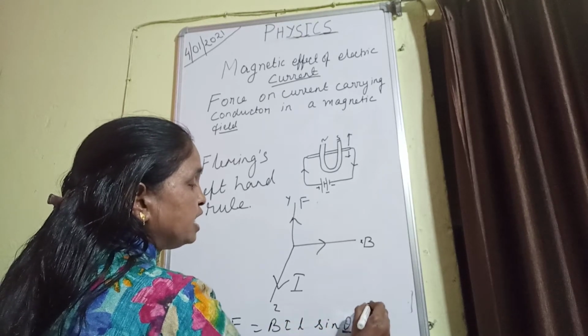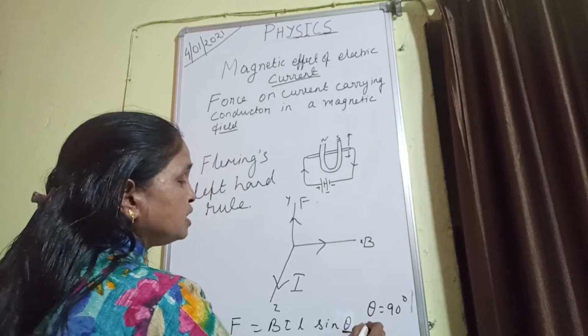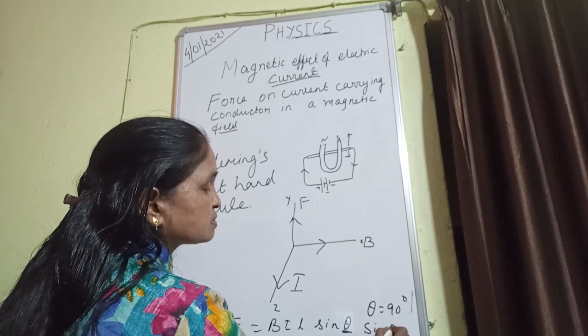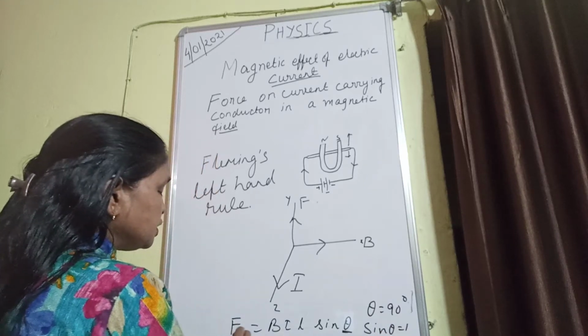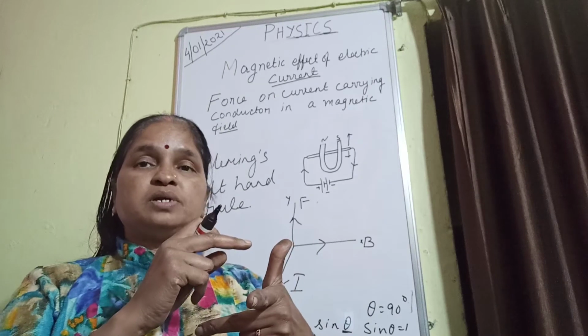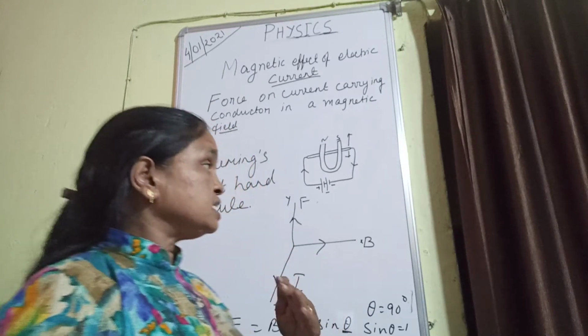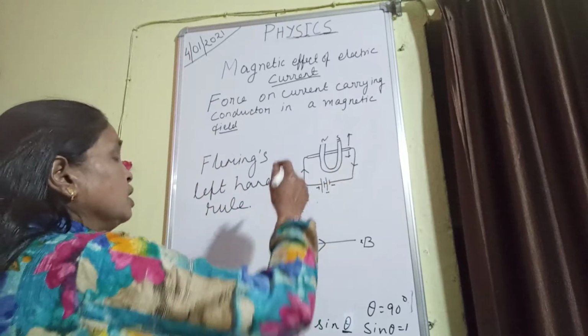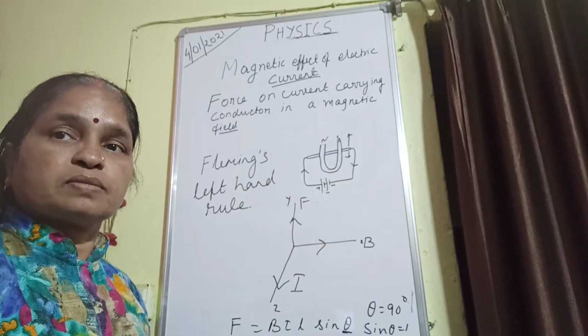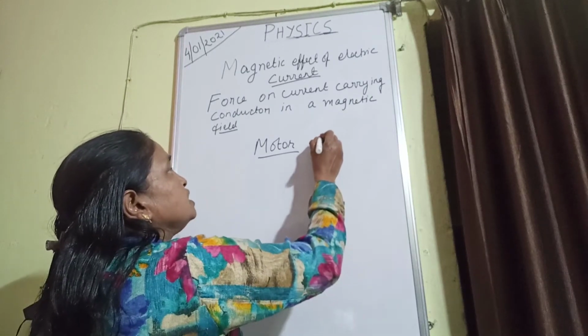That means when value of theta is 90 degree, then only sin theta is 1 and force produced is maximum. So when all these are perpendicular to each other, force produced is maximum. And this is used in motor. This is also known as motor rule.